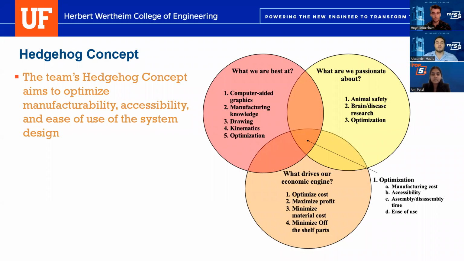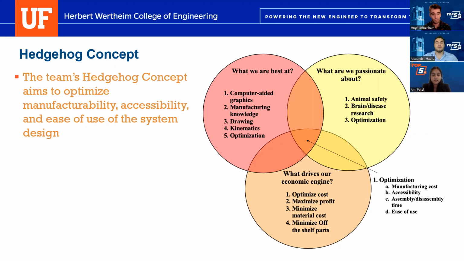With our hedgehog concept, we came together to decide what we were all best and passionate about. The first idea that came to us was our proficiency in solid modeling or computer-aided graphics and design, along with a passion for animal safety. From our proficiency with CAD, we branched out and found that our drawing capabilities and knowledge with manufacturing are all areas that we are proficient in, as well that have aided in our knowledge of optimizing the designs.